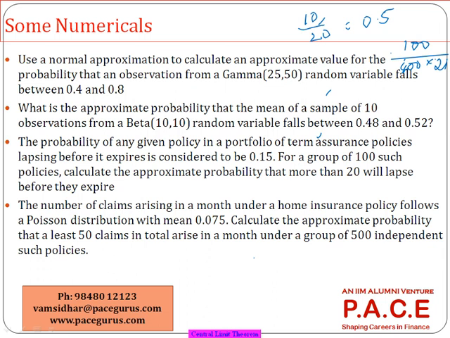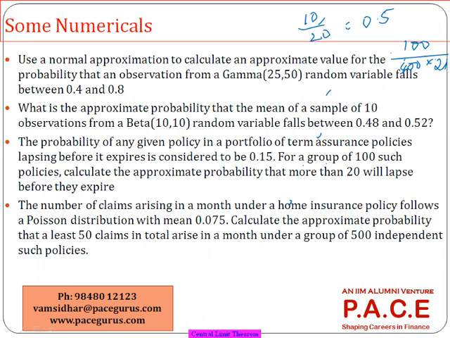Fine. Now look at the next two. The probability of any given policy in a portfolio of term assurance policies lapsing is considered to be 0.15. For a group of 100 such policies, what is the probability that more than 20 will lapse before they expire? Right? For a group of 100, we are saying what is the probability that more than 20 will expire.